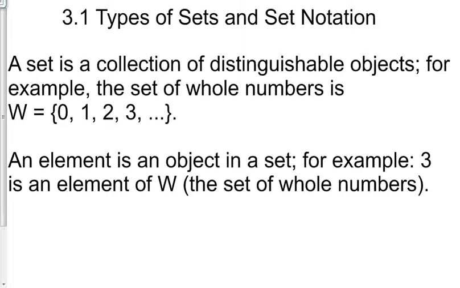Chapter 3 is called Set Theory and Logic. 3.1 is Types of Sets and Set Notation. So we have to start off with a whole lot of vocabulary. A set is a collection of distinguishable objects.